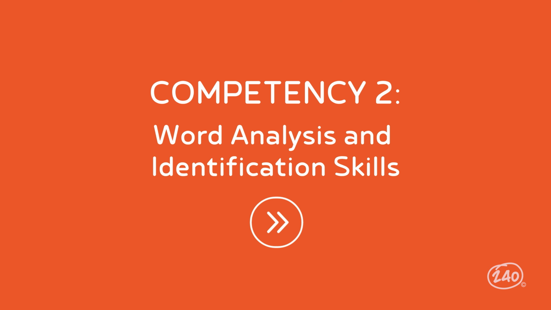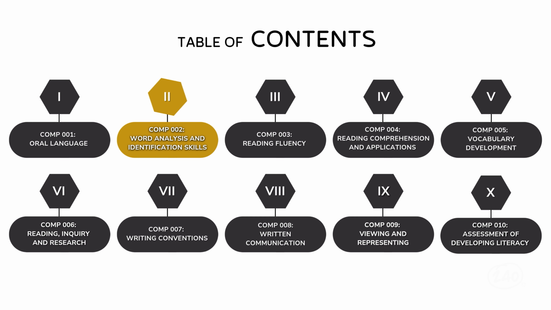Okay, now that we've talked about developing students' oral language, we're ready for the second competency. Competency 2 is word analysis and identification skills. Under this topic, students are ready to learn the nuts and bolts of how to read on their own. There are several different strategies readers can use to identify a word.